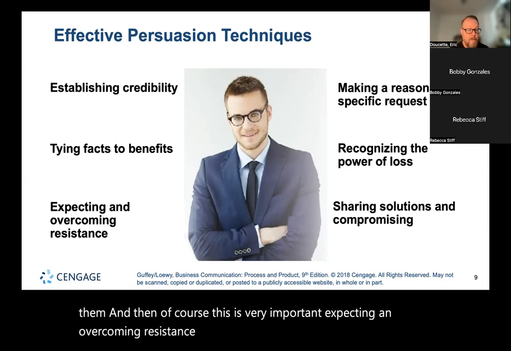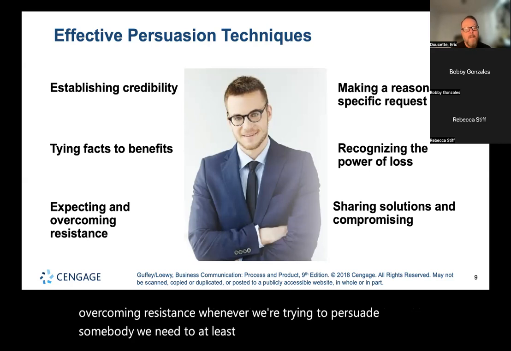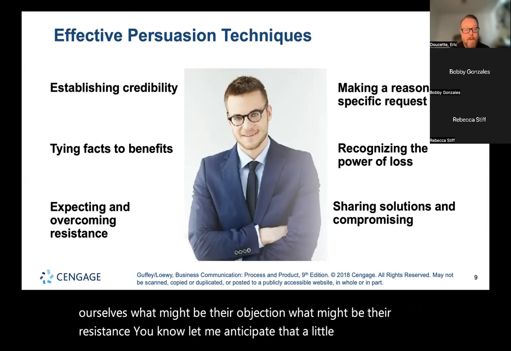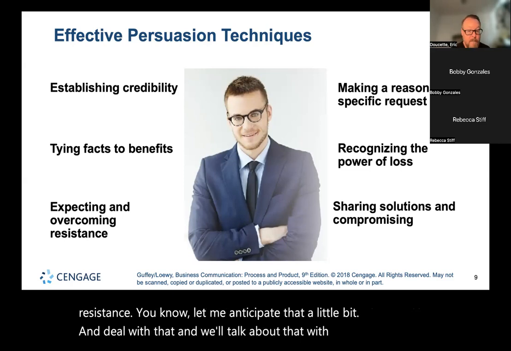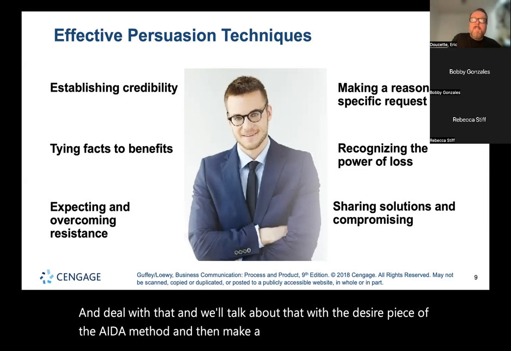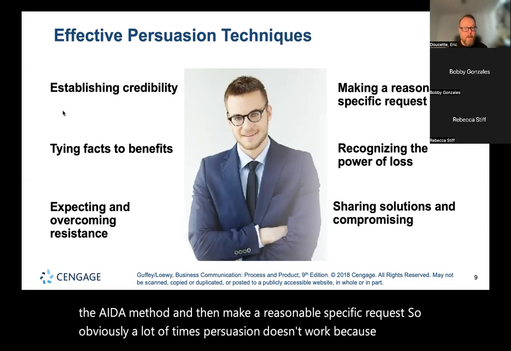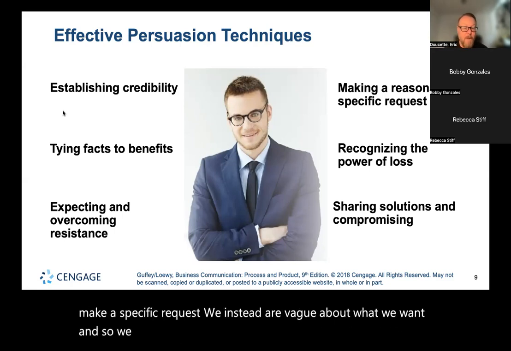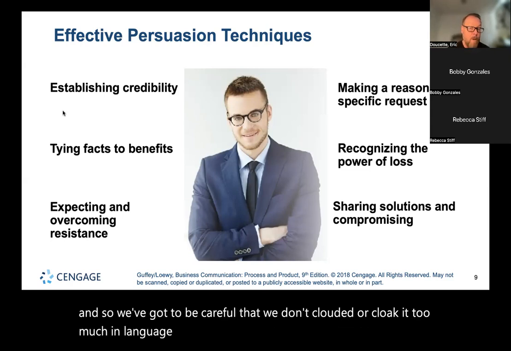Whenever we're trying to persuade somebody, we need to at least take one moment to think to ourselves, what might be their objection? What might be their resistance? Let me anticipate that a little bit and deal with that. And we'll talk about that with the desire piece of the AIDA method. And then make a reasonable specific request. So obviously, a lot of times persuasion doesn't work because we don't make a specific request. We instead are vague about what we want. And so we got to be careful that we don't cloud it or cloak it too much in language that doesn't make it clear what we want them to do.